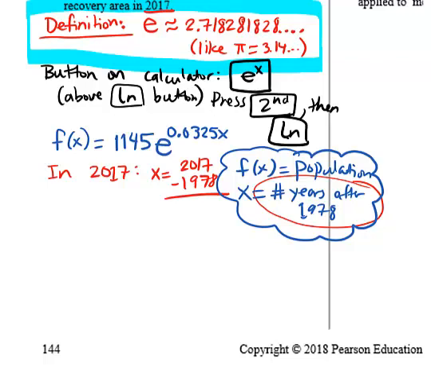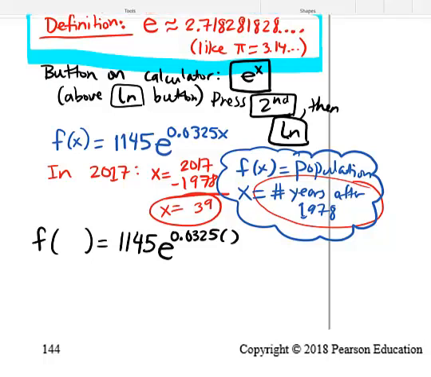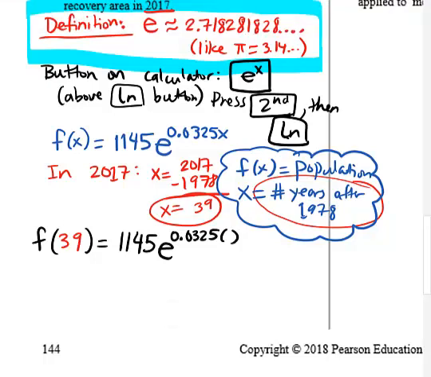All right, and I think you get 39. There we go. That's all to show that we're going to replace x with that in the function. F of 39 is going to be the same as 1,145 e to the power of 0.0325 times 39. There's a lot going on here, so I have to be really careful when I type this in my calculator. I think I'd probably do this in stages. I'm going to just write out everything.